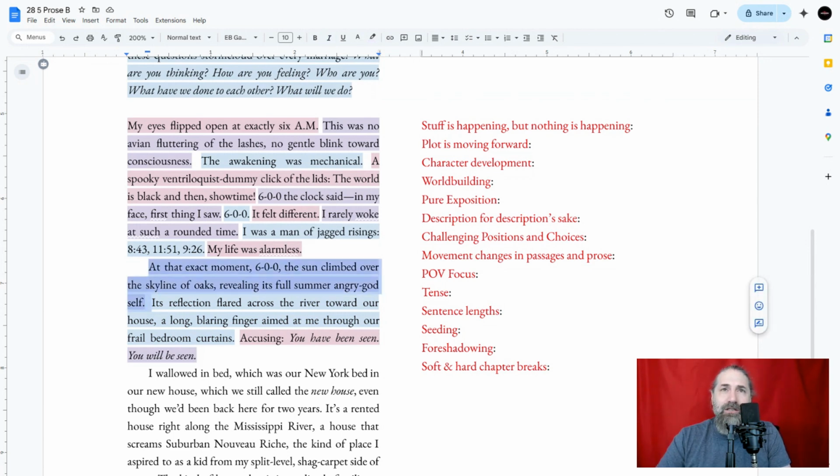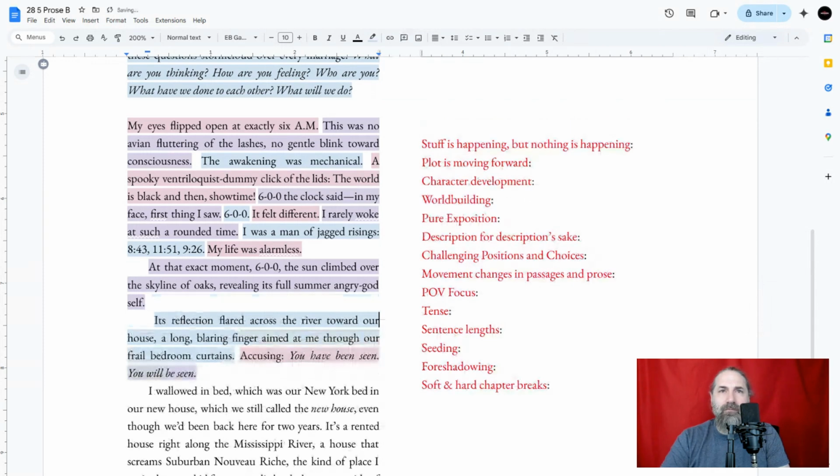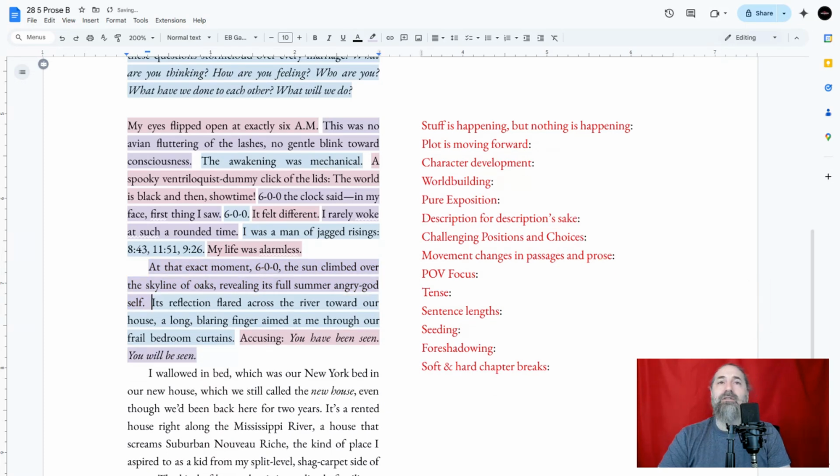First off, if it was just this, like for example, if this was just "at that exact moment, 6 o'clock," this would be an example of stuff is happening, but nothing is happening, because this is just pure exposition and description for description's sake. But because it is through the POV, because "our house," it is through the POV of the character, and ultimately their emotional experience, they are seeing the 6 a.m.